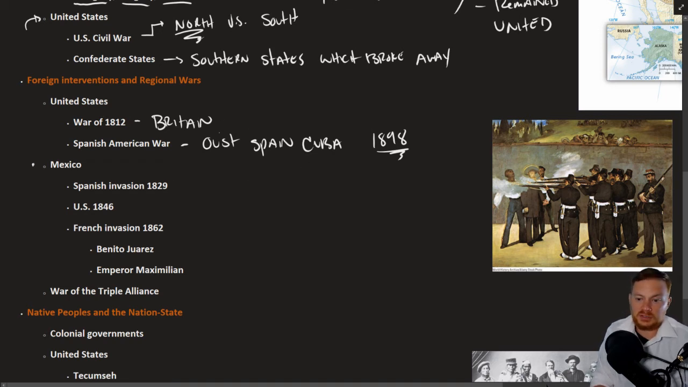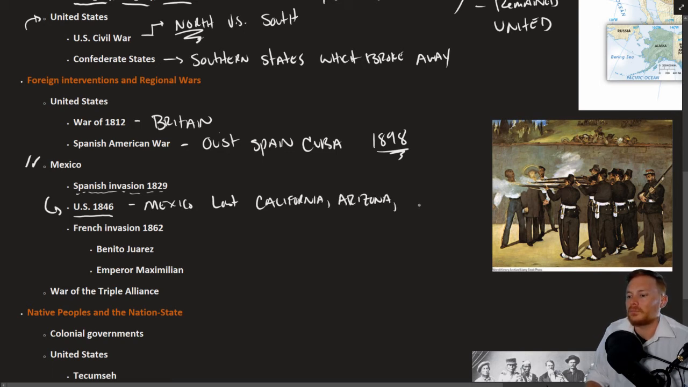In the case of Mexico, Mexico was the site of a lot of conflict. The Spanish invaded in 1829 to try and reassert their authority. The U.S. went to war with Mexico in 1846, in which Mexico lost California, Arizona, and New Mexico. To add to this, we could probably also put Texan independence. The state of Texas broke away from Mexico. And then the French invasion in 1862.